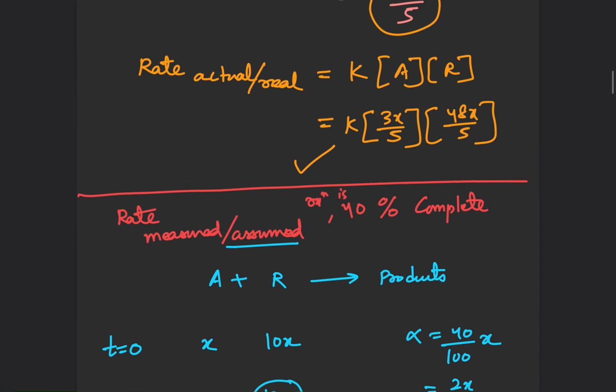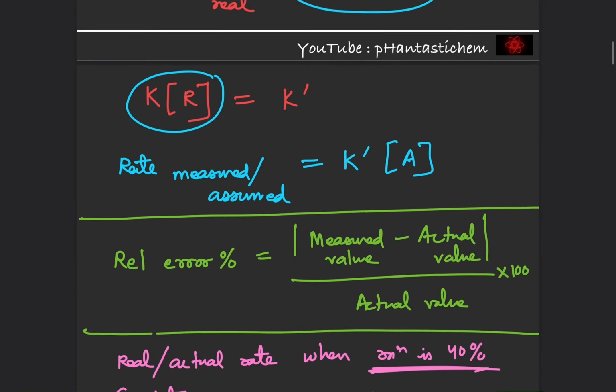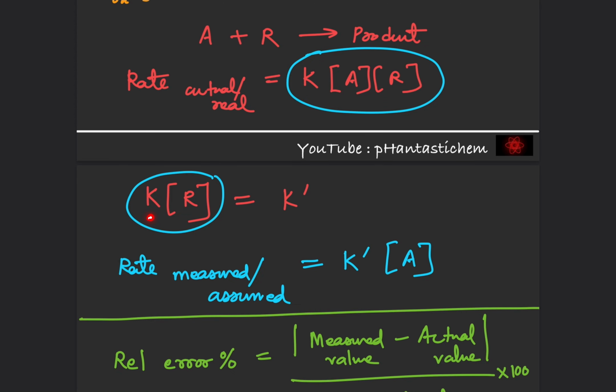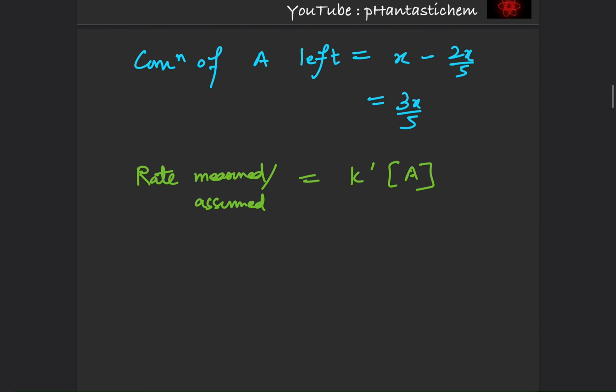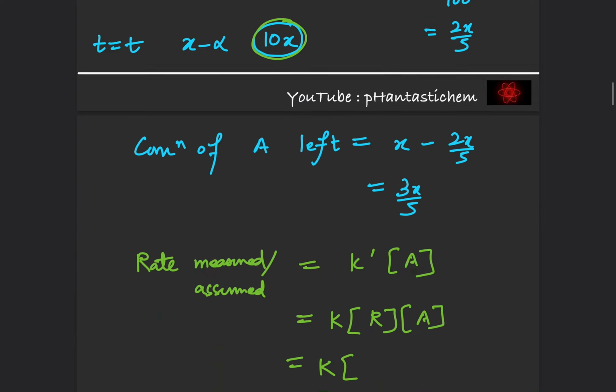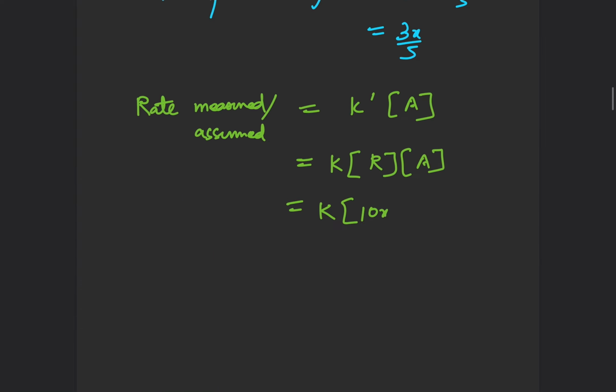And also k dash was k into the concentration of R. If you remember, we took k, which is a constant, that is the rate constant, and R, the concentration of R, as another constant. So therefore k dash can be written as k into the concentration of R. So we will use it here: k into the concentration of R into A. So the concentration of R here is 10x itself. That's our assumption. And the concentration of A is 3x by 5. So this is the rate measured or assumed.